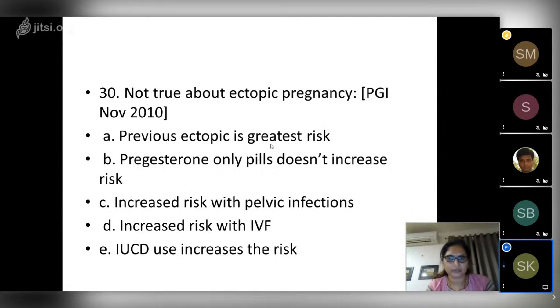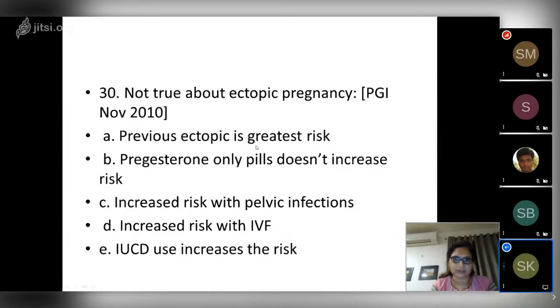Not true about ectopic pregnancy. Previous ectopic is greatest risk. Progesterone only pills doesn't increase risk. Increased risk with pelvic infections. Increased risk with IVF. IUCD increases the risk. So not true means they're asking for the false statement here. Which is the false statement?